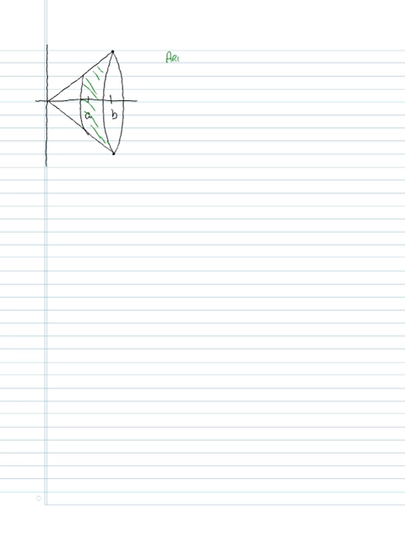The area of the frustum that is shown is going to be the area of the large cone minus the area of the small cone.